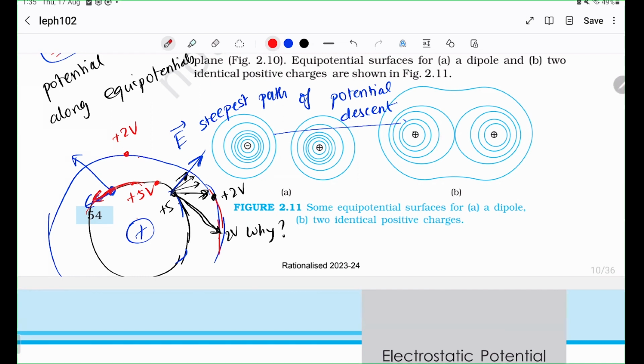But people would definitely want to go from a higher potential to a lower potential and expend their potential in terms of actual returns, right? So that is what actually is happening. So the electric field is going in the direction of the steepest descent, which is perpendicular.